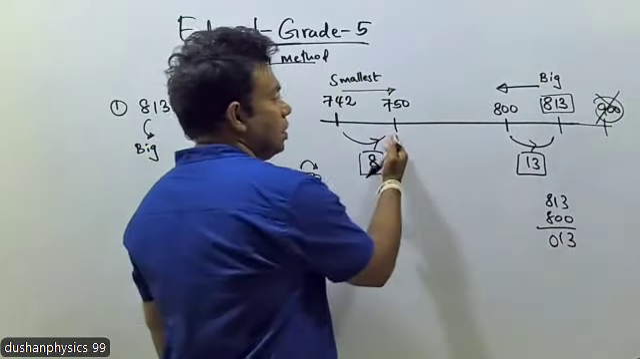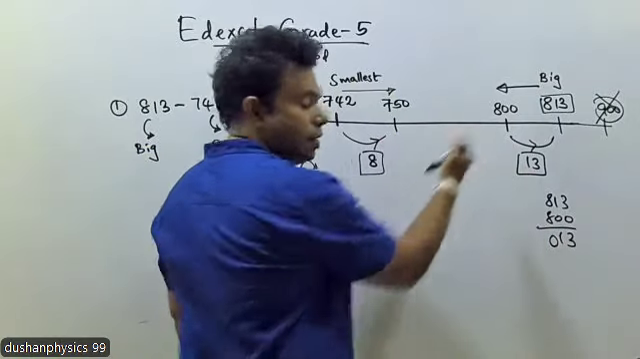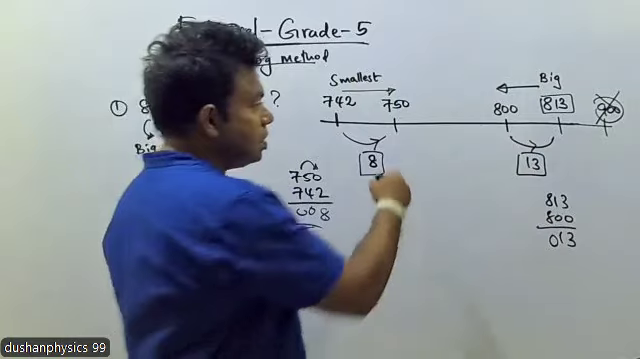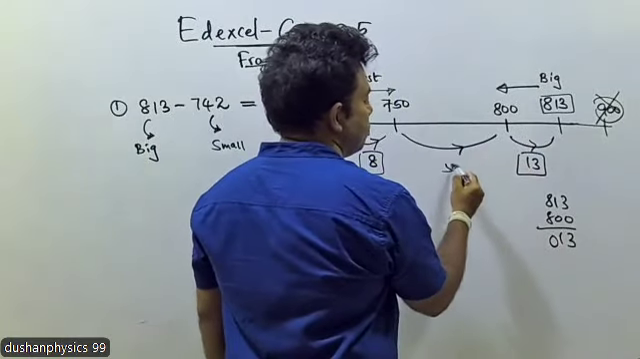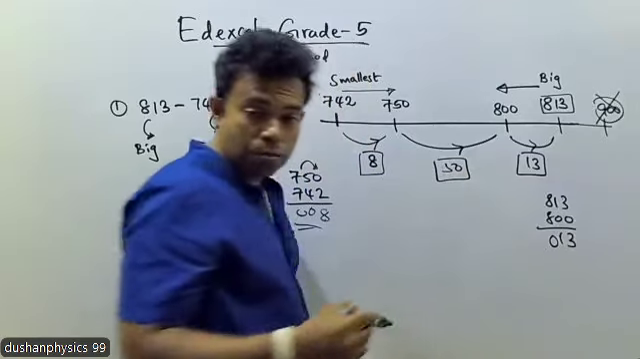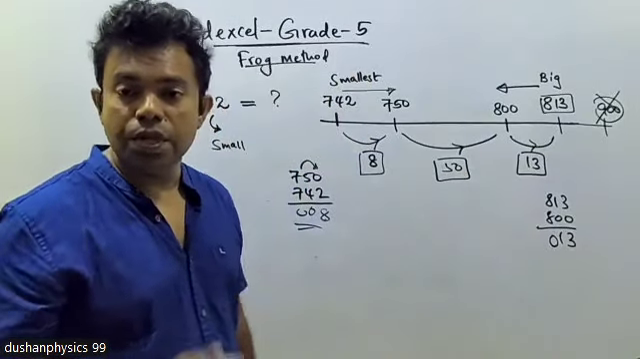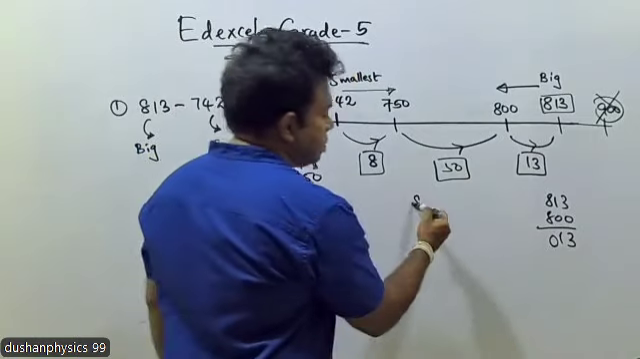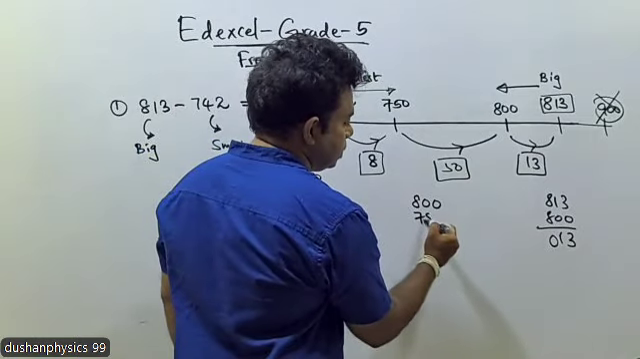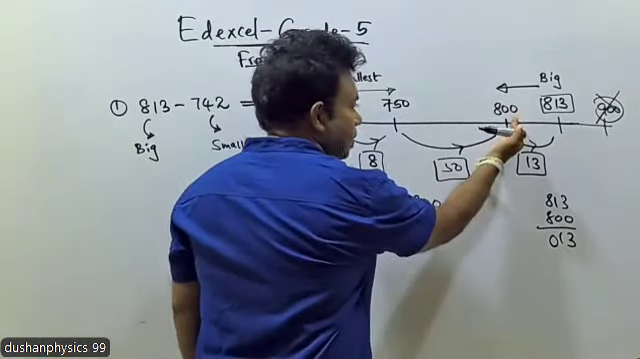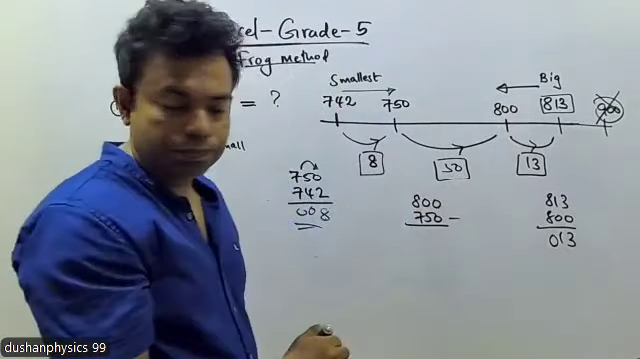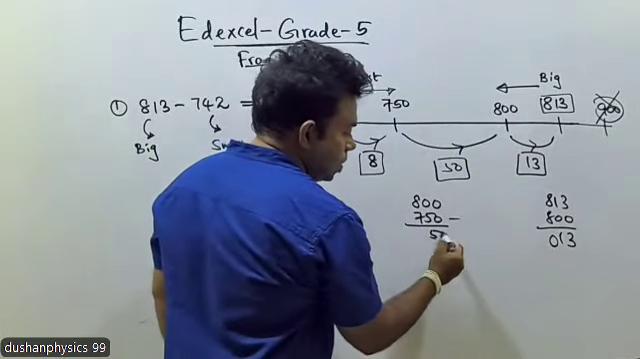Now you can see 750 is there, 800 is there. So what is the gap in between? Obviously, this particular gap becomes 50. Sometimes you may ask, how did you get this number straight away? Take 800, take 750 and subtract. Always from the big number, subtract the small number. The answer is 50.